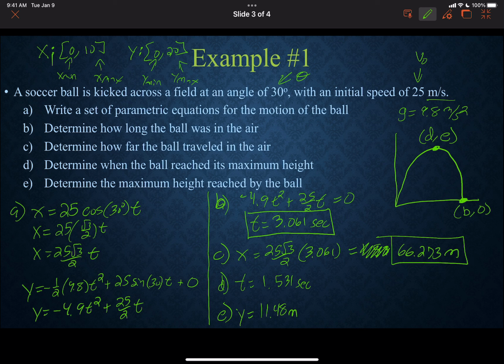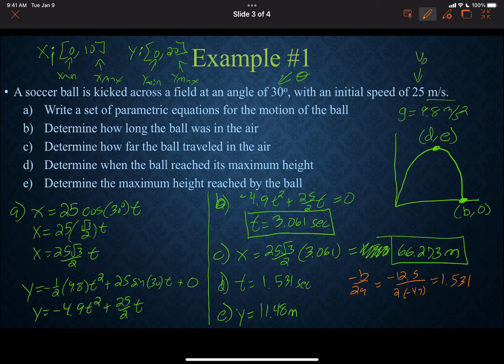Now, since you do have a quadratic, you also could calculate t by hand without looking at the graph, because that's your negative b over 2a calculation. So negative b would be negative 12.5 over 2 times negative 4.9. That will give you the 1.531. Then plugging that into the negative 4.9 t squared plus 25 over 2 t equation gives you the 11.48. But you're generally going to use the calculator for all that.